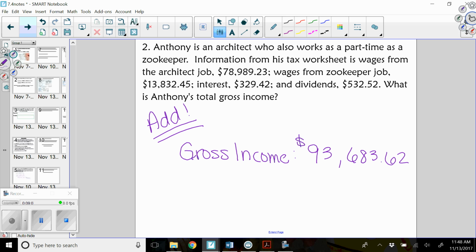All right. So are we okay here? Gross income is just everything you've made from your jobs, your bank interest, your dividends from your stocks, all that stuff. That accounts for your gross income. That's money that you got throughout the year.